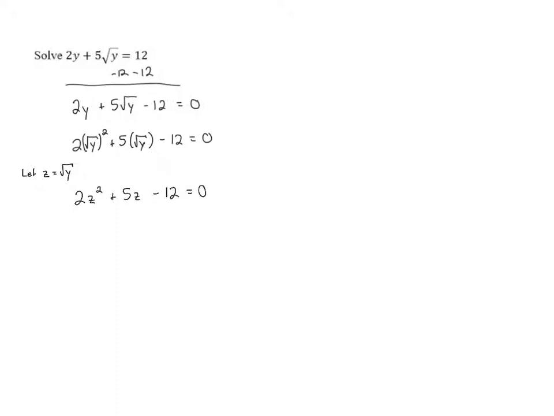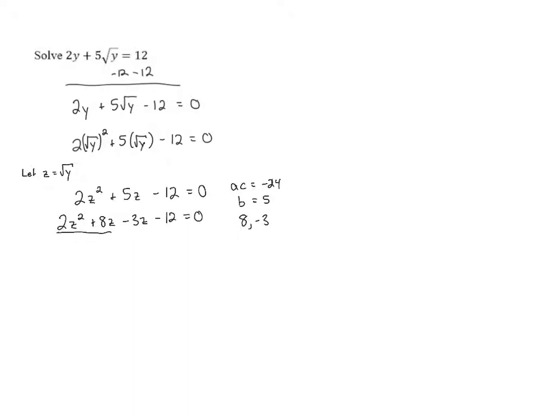And we can try to solve this quadratic equation by factoring using the AC method. In this case, AC is negative 24 and B is 5. So we need two numbers that have a product of negative 24 and a sum of 5. Those numbers are going to be 8 and negative 3. So we use those to split the middle term. This becomes 2z squared plus 8z minus 3z minus 12 equals 0.